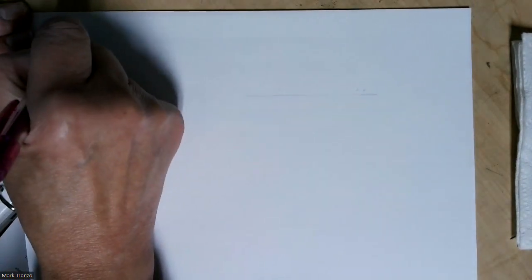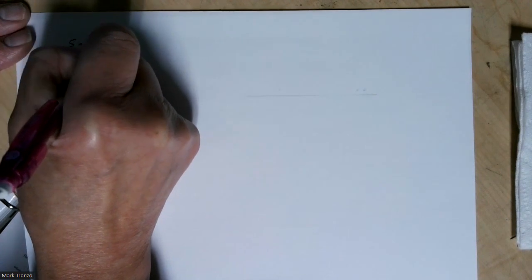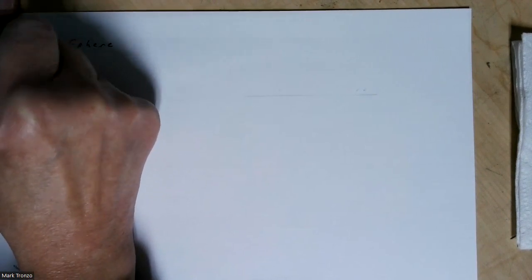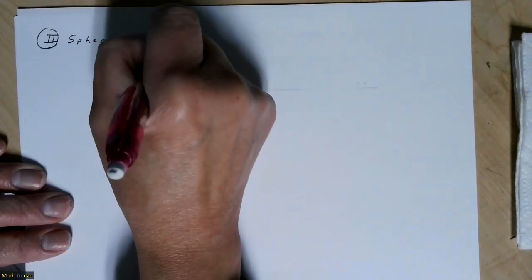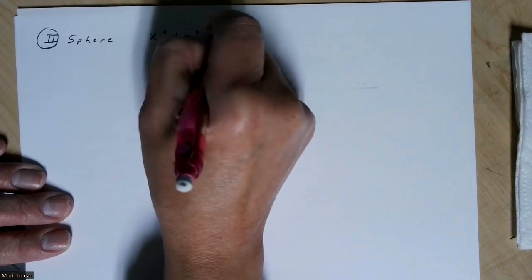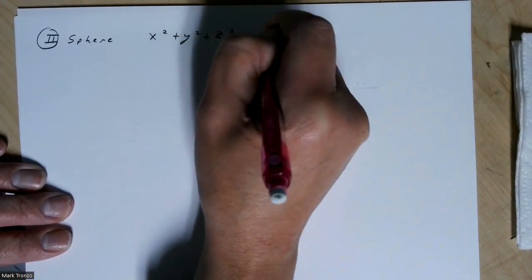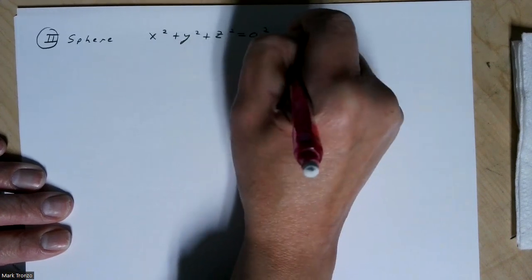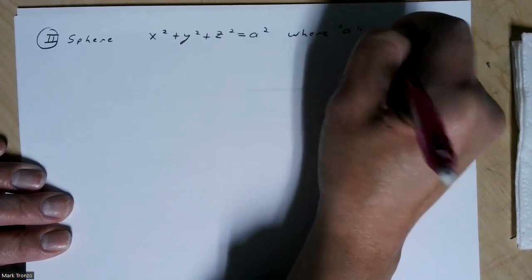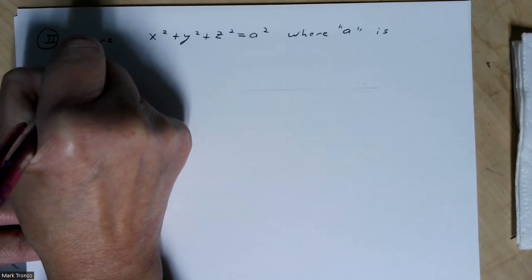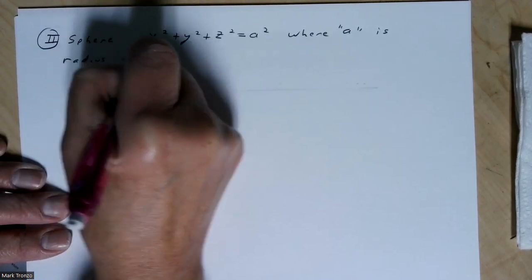Now, if you have certain types of surfaces, there are some very convenient parameterizations. So suppose you have a sphere. Let's say, again, remember, a sphere is x squared plus y squared plus z squared equals a squared, where a is the radius of the sphere.